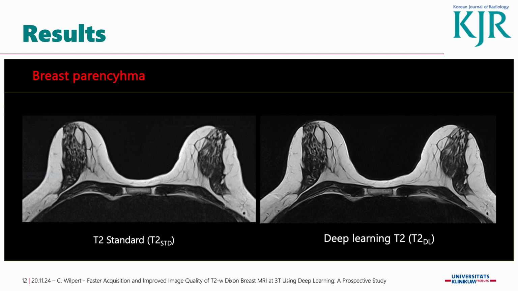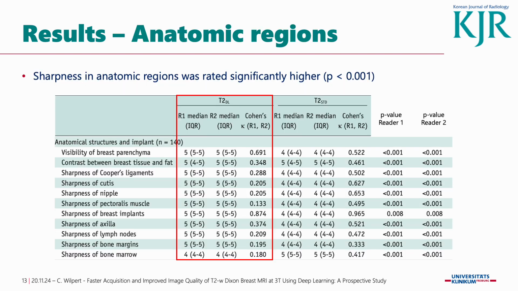Here you see an example of a healthy subject with, on the left side, the standard sequence and on the right side the deep learning sequence with improved sharpness. For example, look at the Cooper ligaments, and you see it's much more clear in the right side image. So you see for all anatomic structures we found that the sharpness was improved.